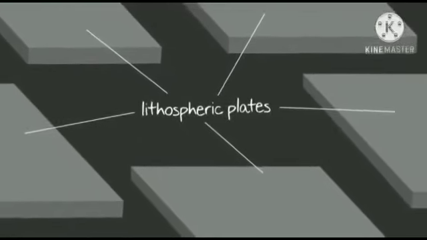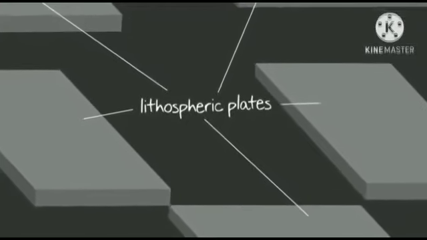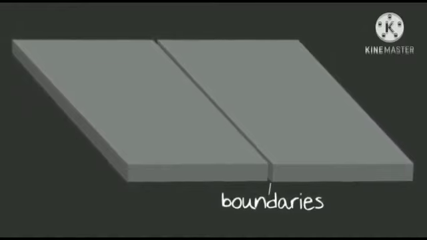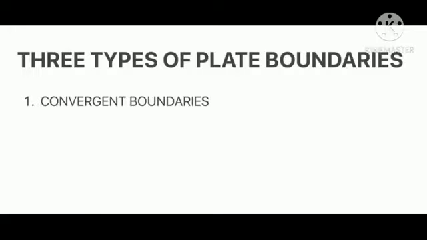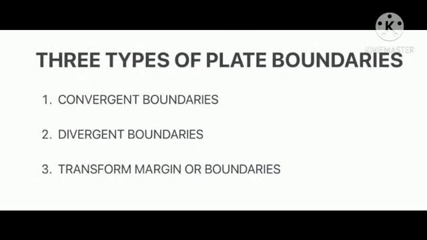According to the plate tectonic theory, these massive lithospheric plates are all moving in different ways, and how they interact with each other can have a huge impact on the Earth. Where these plates meet are called boundaries. Talking about the plates, there are three types of plate boundaries. Firstly, convergent boundaries. Secondly, divergent boundaries. And thirdly, transform margin or transform boundaries.